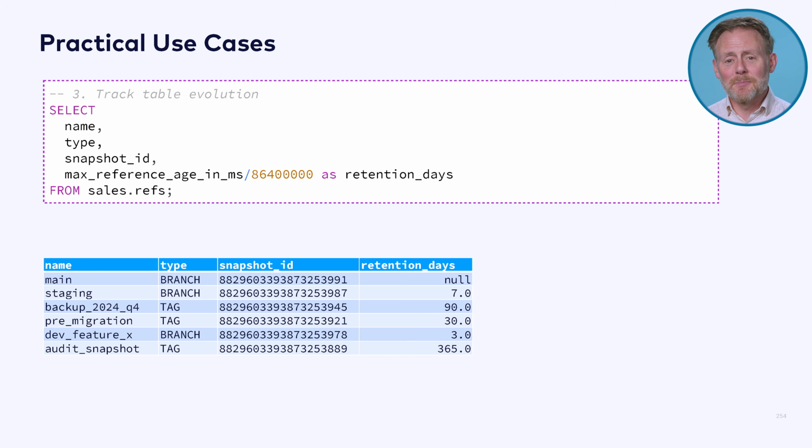Third, track your branches and tags with their retention policies. Really could run these queries daily in production. Investigations that took hours now take minutes. You can just spot these things. Say those are liable for cleanup, all from the refs metadata table.